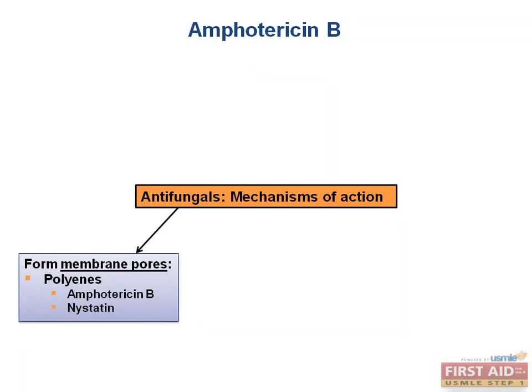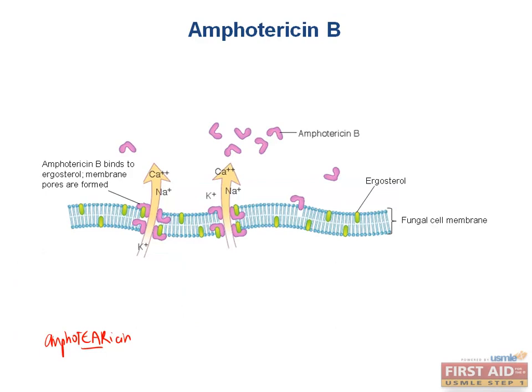Let's first talk about amphotericin B, which, as we mentioned, forms membrane pores. The mechanism of action of amphotericin may be remembered by: amphotericin tears holes in the fungal membrane. Ergosterol, which is a sterol unique to fungi, is the target of amphotericin B. Cholesterol is the equivalent sterol in human cell membranes.